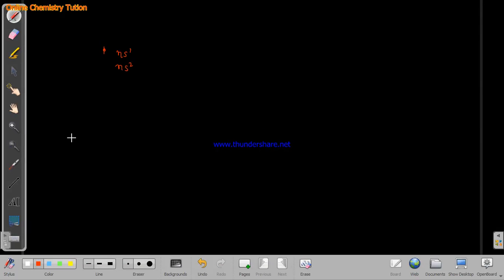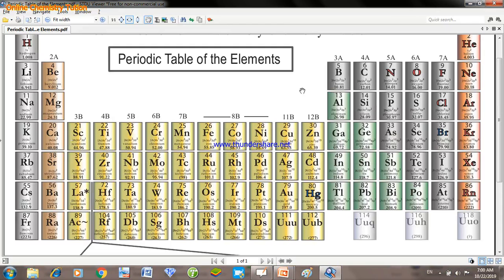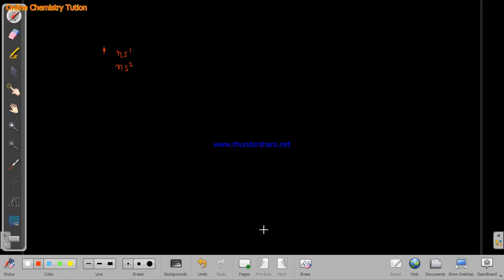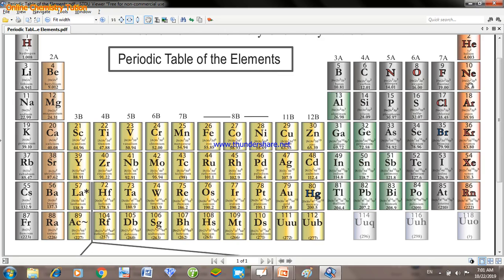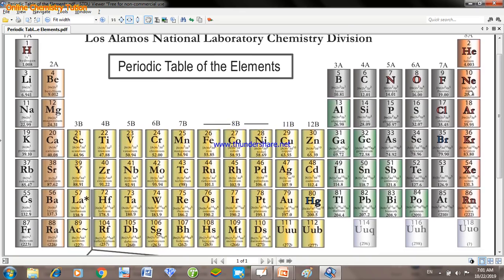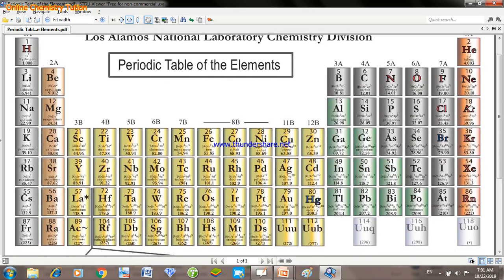Now after that, if we look at our p block elements, we see that the electronic configuration is ns2 np1 to 6. Now if this electronic configuration is ns2 np6, we know these are noble gases, all the gases in this zero group: helium, neon, argon, krypton, xenon, radon, etc.